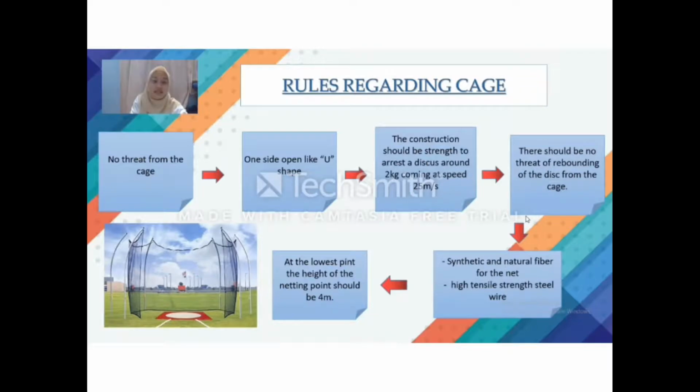There should be no threat of rebounding of the discus from the cage. The cage should have at least one side open. Therefore, it is often recommended to construct it in a U shape. At the lowest point, the height of the net should be 4 meters. Synthetic or natural fiber is the ideal material for the construction of the net. However, high tensile strength steel wire can also be used.